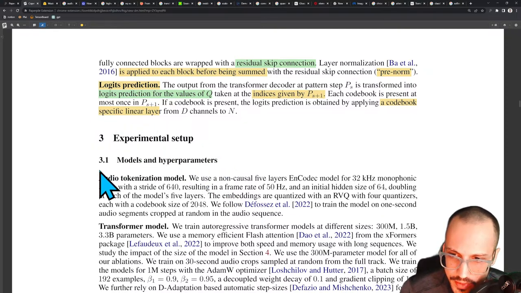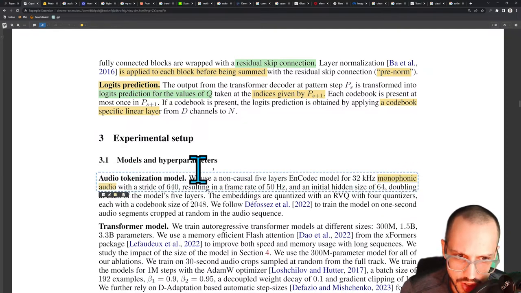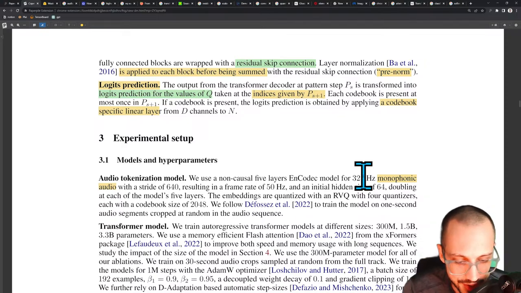Experimental setup. Audio tokenization model. We use a non-causal five layers EnCodec model for 32 kilohertz monophonic audio. So single channel, I think that's what monophonic means, right? Generally, not only is audio super high resolution and annoying to deal with, but a lot of times it actually comes in stereo, which means you have a left and a right, which means that for every second of audio, you don't just have 32,000 samples, you have two times 32,000 samples for left and right. So I think monophonic means that it's just one channel, which means that you only have 32,000 numbers.